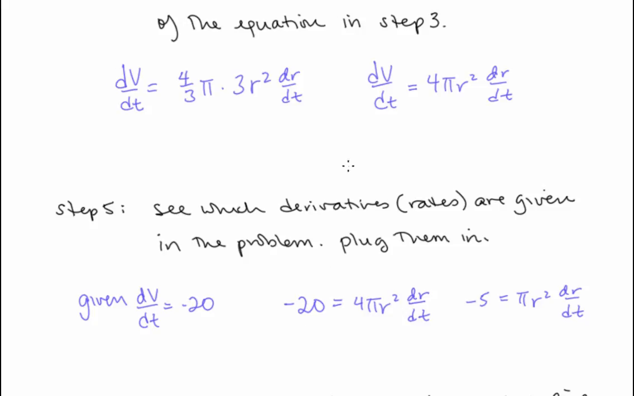So we plug in the negative 20 for dV/dt. And here we have negative 20 equals 4 pi r squared dr/dt. And we can divide by 4 if you want on both sides. We have negative 5 equals pi r squared dr/dt.